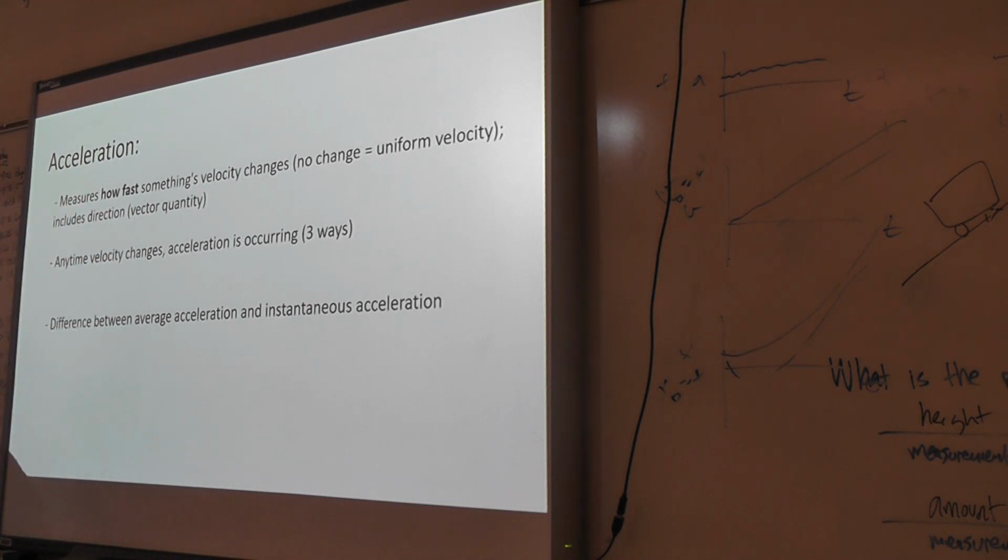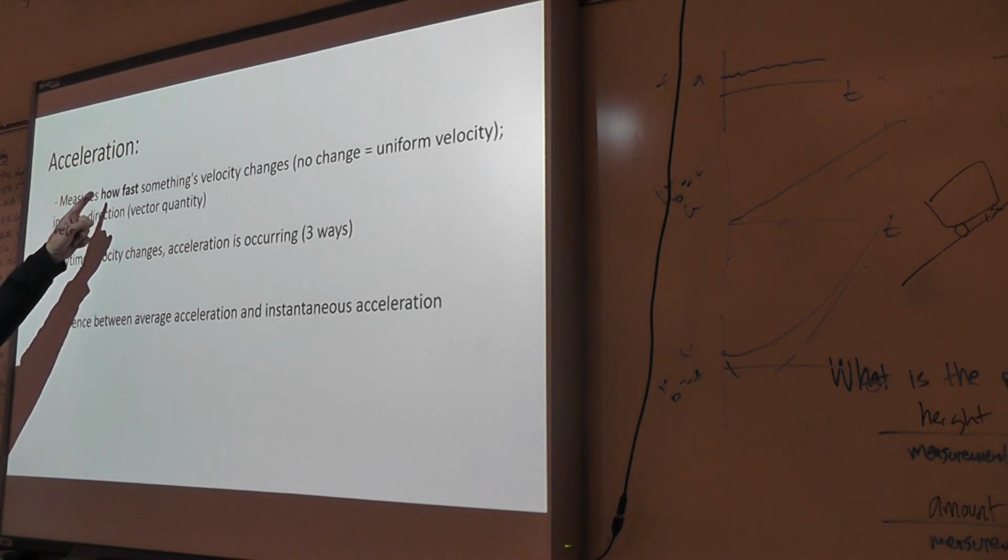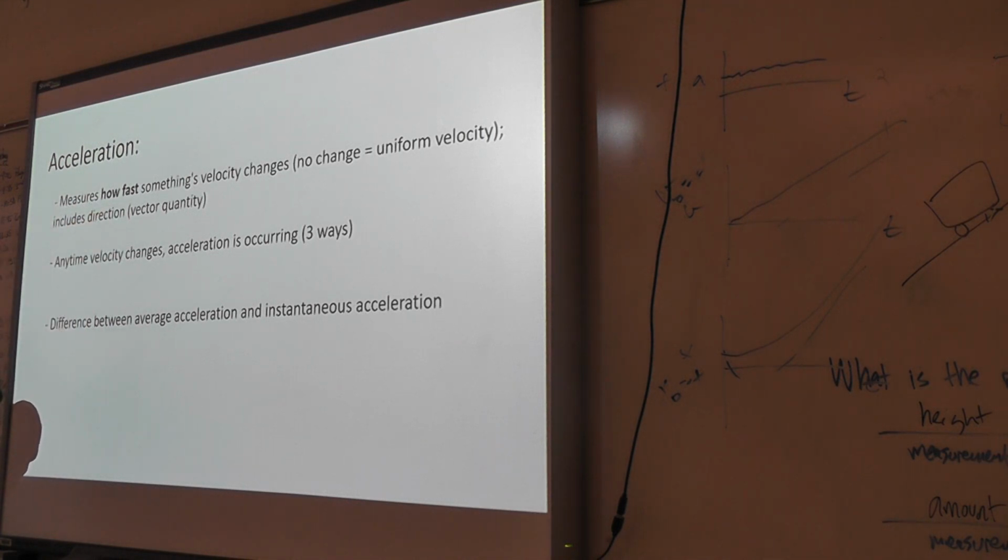Acceleration does not tell you how fast you're going. It doesn't tell you where you are. It doesn't tell you how long you've been moving or how long you will move. The only thing acceleration tells you is how quickly your velocity is changing, okay? It tells you how quickly your velocity is changing.